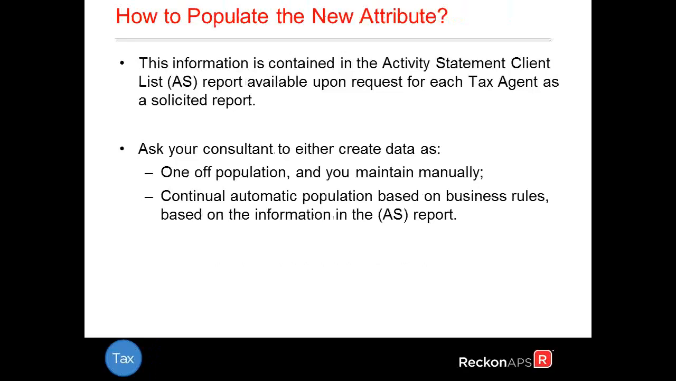So how do we populate that new attribute? Again, as I mentioned earlier, you can do that manually. Otherwise, this information is contained in the activity statement client list, which is the AS report, and it's available upon request for each agent as a solicited report. Okay, so if you want to automate the updating of that data in the database using BPA, then I would suggest you ask your consultant to either create the data as a one-off population, and you would maintain that manually, or continually and automatically populate the data based on some business rules, which obviously is based on information contained in the AS report as well.